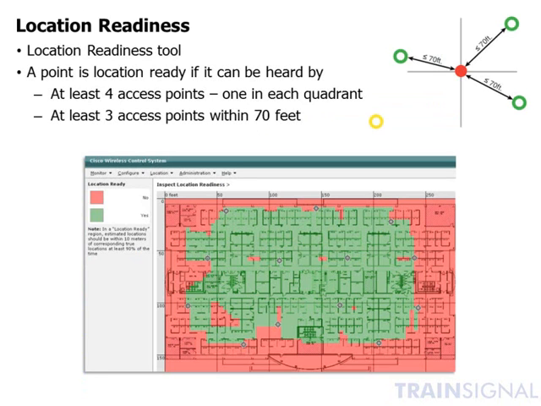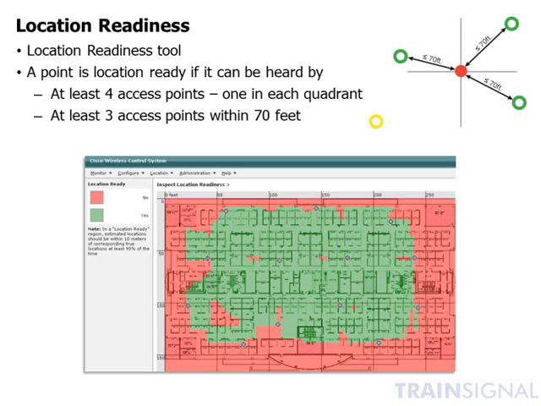Now, the location readiness tool is similar to the voice wireless LAN readiness tool, and is going to verify that the received signal strength levels are sufficient to allow the location to be accurately predicted. So if you think of the site plan as being a series of points, each point on that plan is considered to be location ready, i.e. you can locate a device at that point if it can be heard by at least 4 access points, where there's 1 access point in each quadrant.